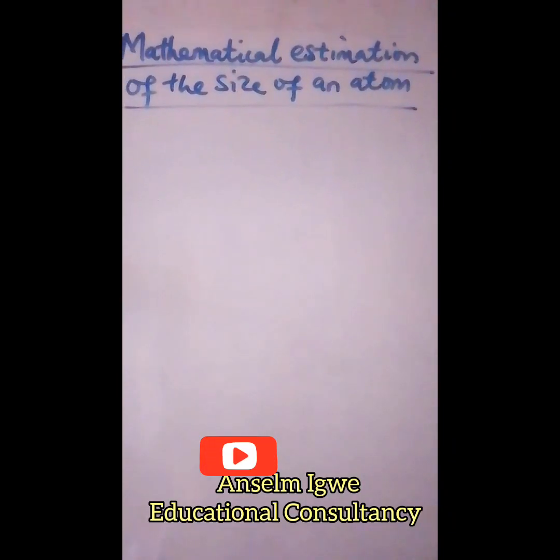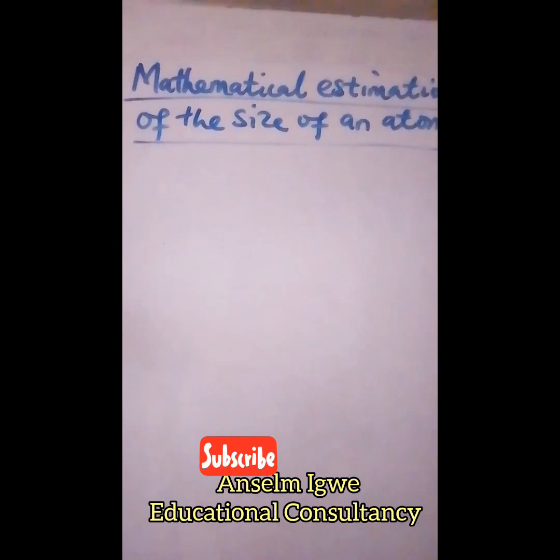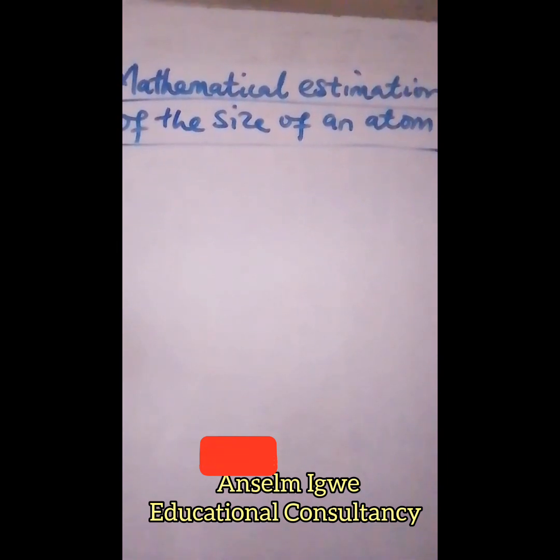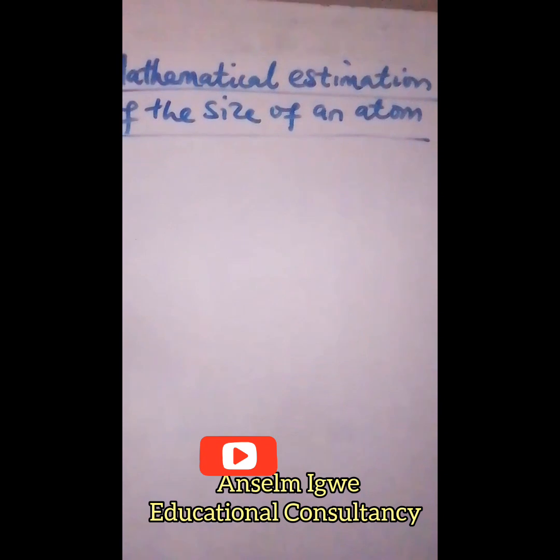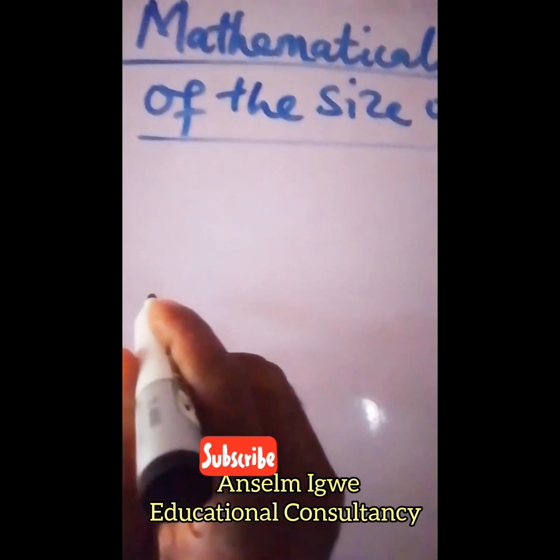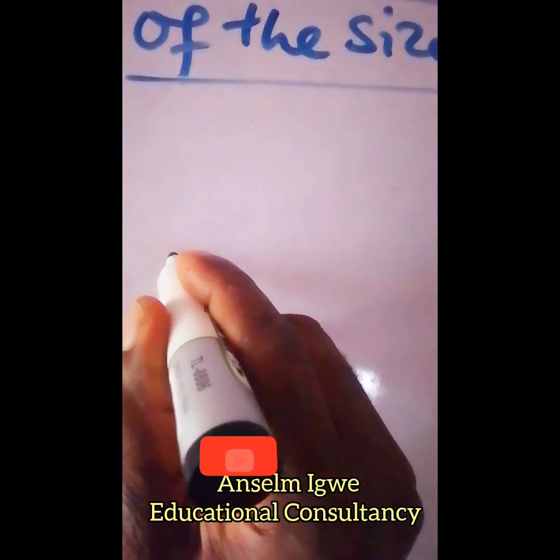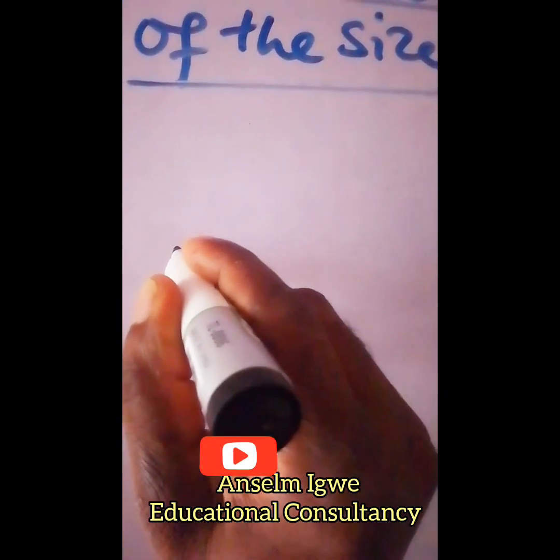Yes, we acknowledge how infinitesimal the size of the atom is, but with certain mathematical assumptions, we can estimate the size of an atom. So how do we do that? We do that by combining the following.